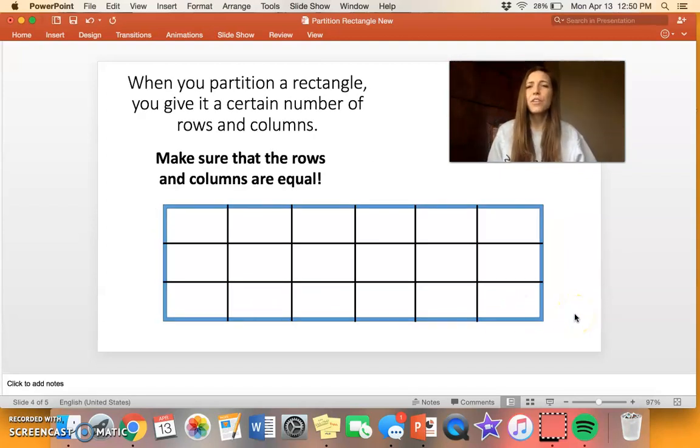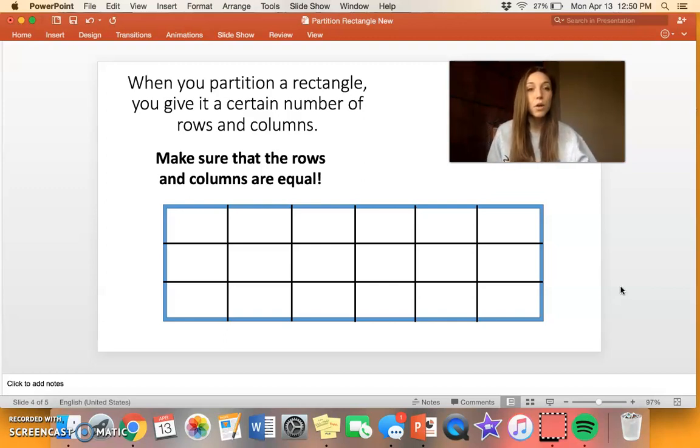When you partition a rectangle, you give it a certain number of rows and columns. So we have this rectangle right here that has different rows and columns. Like I said, you have to make sure that those are equal. You can see down here that each piece is equal in size. Before we count how many rows and columns we have on this rectangle, I want you to do a quick little review with me on what those rows and those columns are.